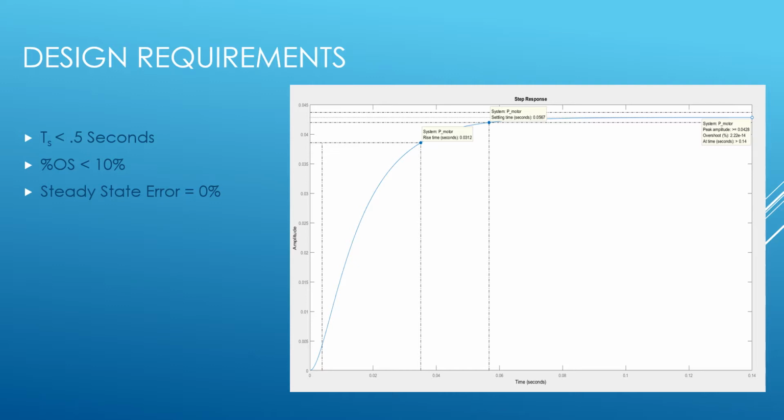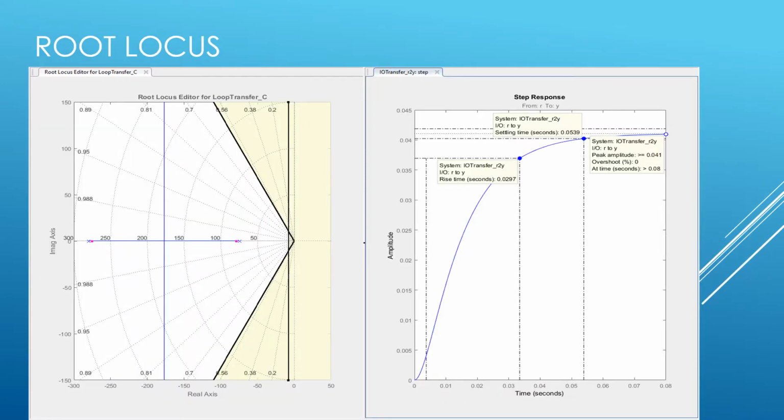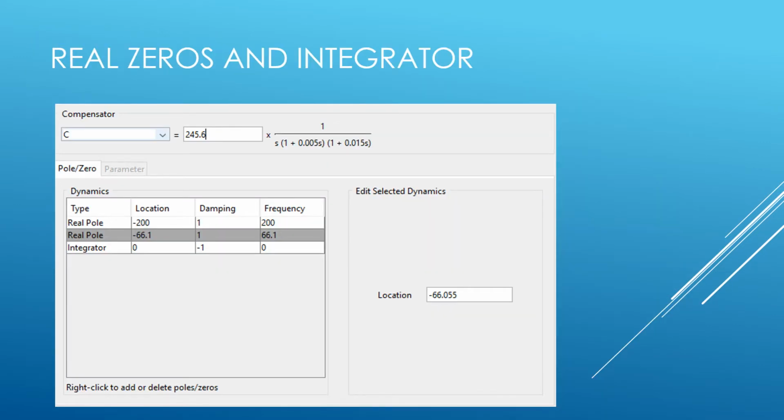The design requirements: our settling time has to be less than 0.5 seconds. Our overshoot has to be less than 10%, and our steady state error needs to be 0%. Here's the motor under the root locus with our boundary conditions applied. For our real zeros and integrator, our real poles are located both at -200 and -66.1. Our gain is at 245.6.